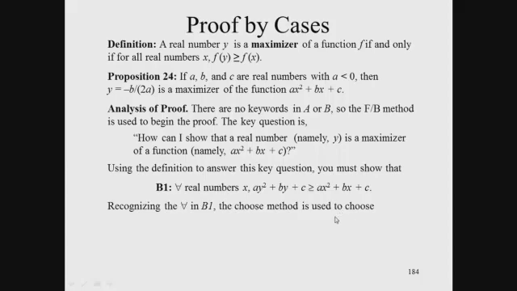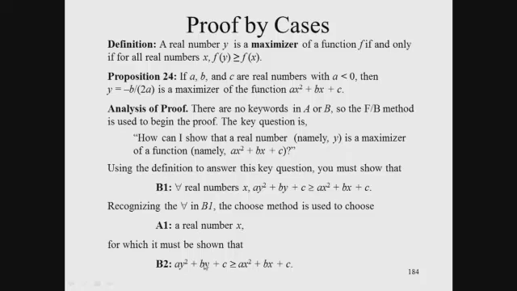So you should think about the choose method. And therefore you would choose what in this case? A real number x, for which you have to show that ay squared plus by plus c is greater than or equal to ax squared plus bx plus c? Exactly. Now we have to fill in the details here of the model proof by doing the forward-backward method.